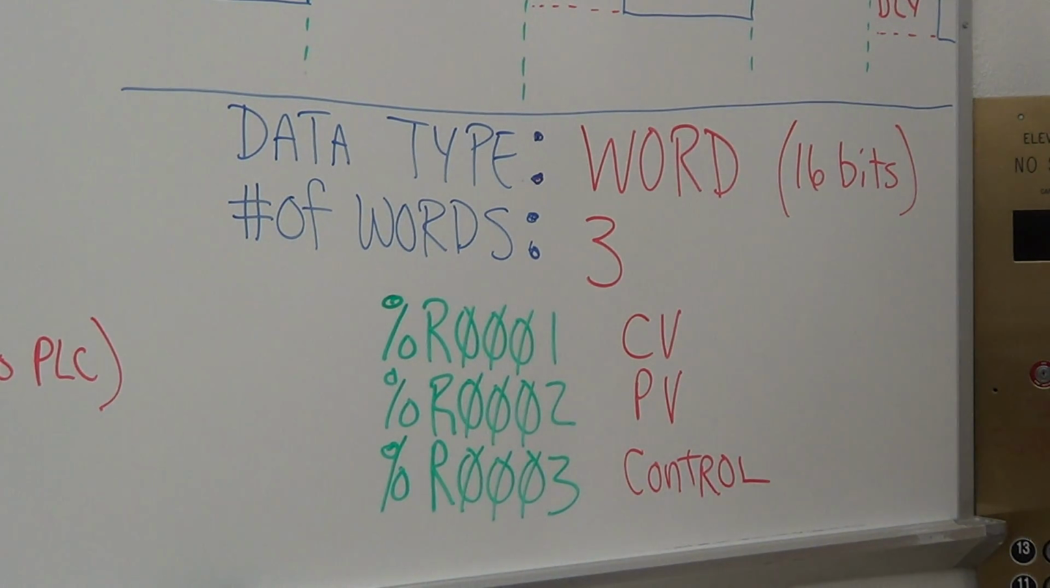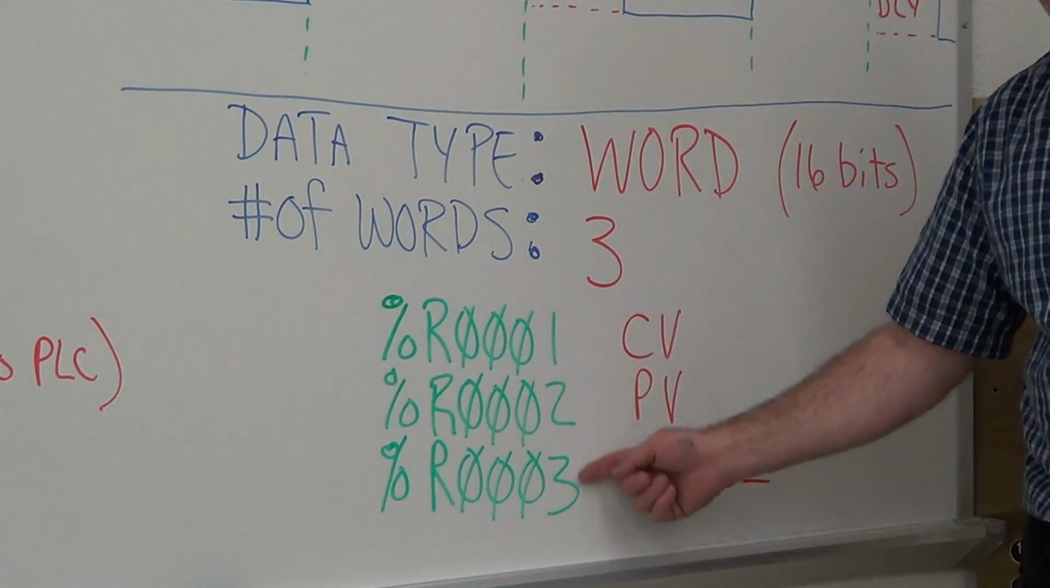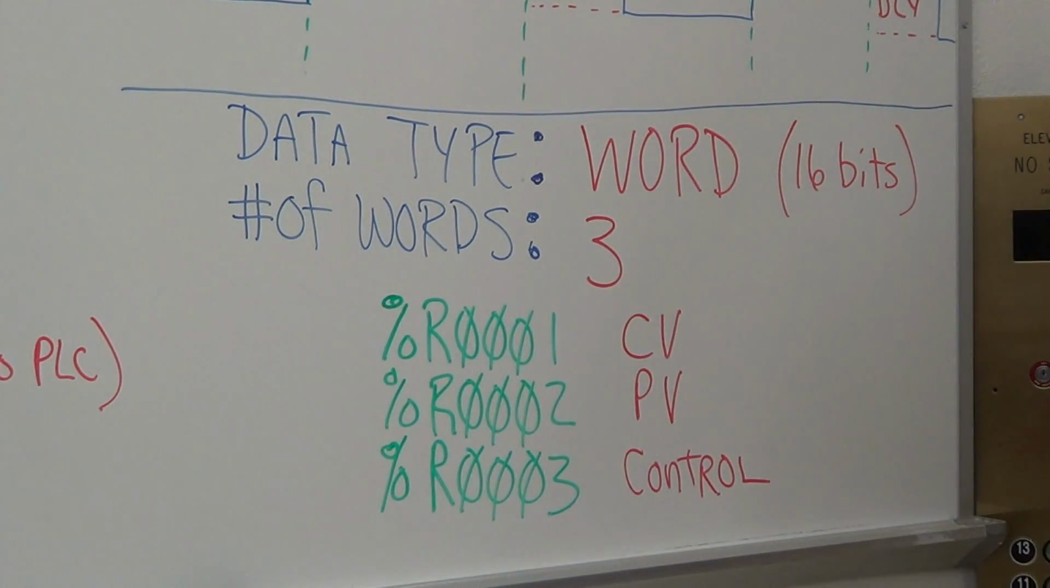I'm going to go through a procedure in a moment showing you how to set up your timers, and if you do it properly using Proficy, it will automatically assign the right numbers for you. Okay? Any questions on that so far? Okay?